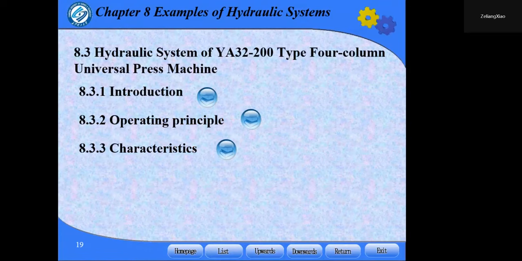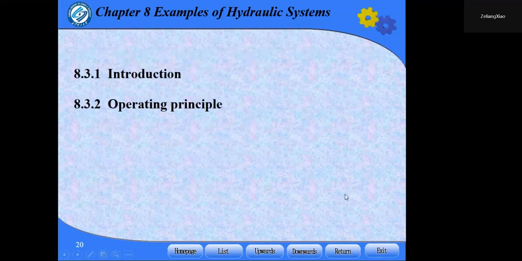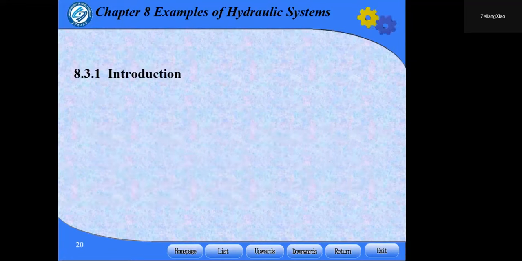Now we will learn about the hydraulic system of YA32-200 Four Column Universal Press Machine. So we just need to have a simple impression of everything about it. We'll need to master the machine later. Let's see the introduction.